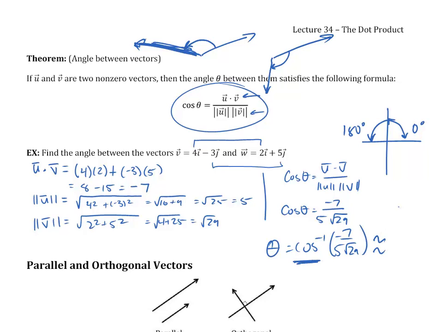Plug that into your calculator. And I made sure my calculator was in degree mode. I get 105.1 degrees as the angle between those two vectors. So you find the dot product, you find the two magnitudes, plug it into the formula, take the cosine inverse in your calculator, and you'll have the angle between any two vectors.